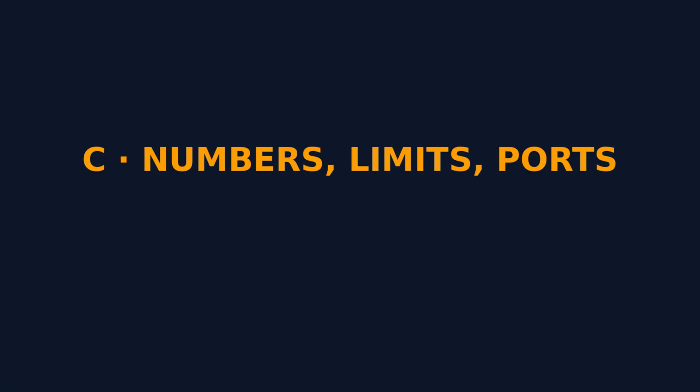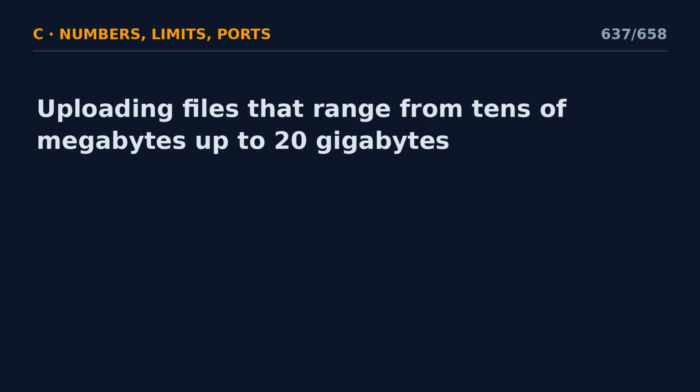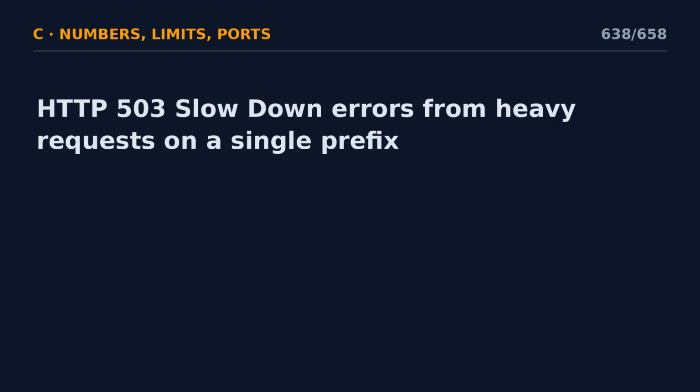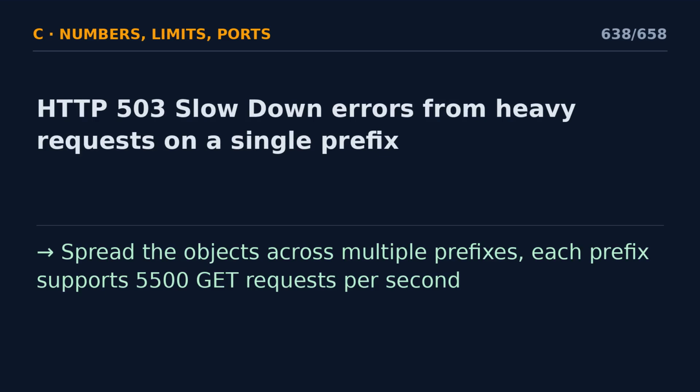Section C: numbers, limits, and ports. Uploading files that range from tens of megabytes up to 20 gigabytes. Answer: multi-part upload is required above 5 gigabytes and recommended above 100 megabytes. HTTP 503 slow down errors from heavy requests on a single prefix. Answer: spread the objects across multiple prefixes. Each prefix supports 5,500 GET requests per second.